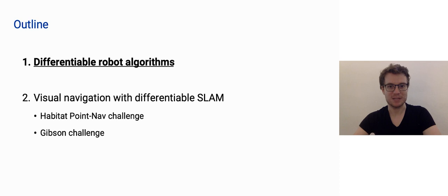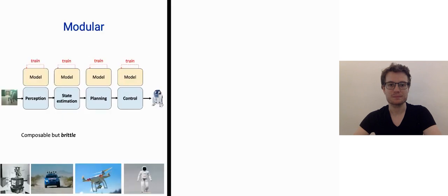I will first talk about our work on differentiable robot algorithms, and then their application to visual navigation. The majority of robots today are built based on the principle of modularity. A robot system is composed from models and algorithms. I'm using models in the classic sense, a dynamics model or a friction model. And then algorithms, for example, for perception, state estimation, planning, and control.